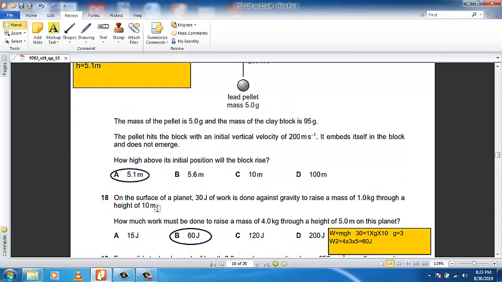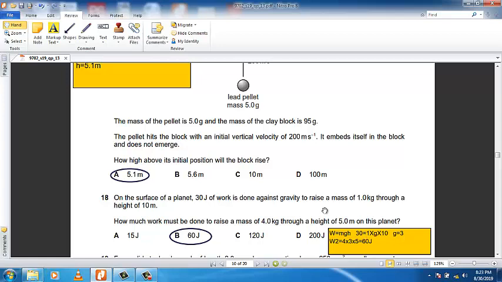On the surface of a planet, 30 joules of work is done against gravity to raise a mass of 1 kg through a height of 10 meters. How much work must be done to raise a mass of 4 kg through a height of 5 meters on this planet? From the first case, you can find the gravitational potential energy, because work done, mass, and height are given. So W equals mgh. Find the gravity, which is 3 meters per second squared.